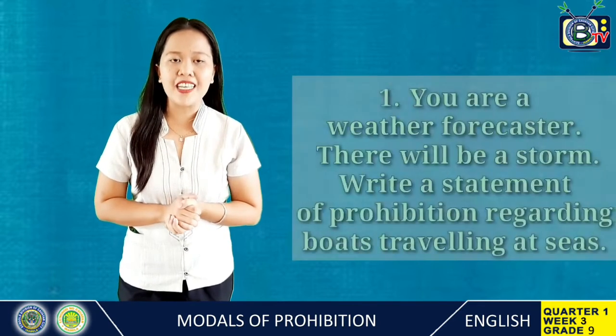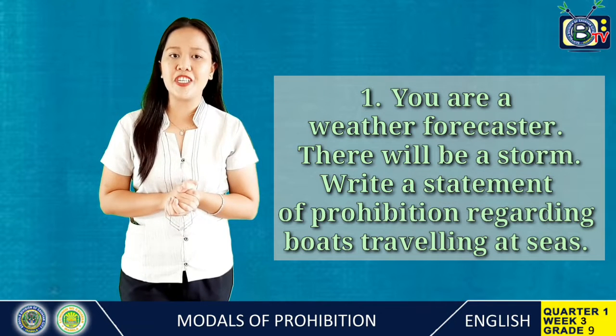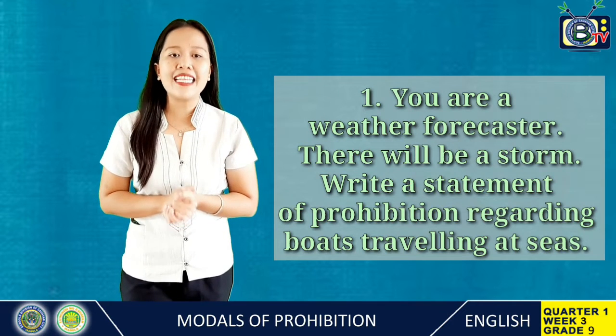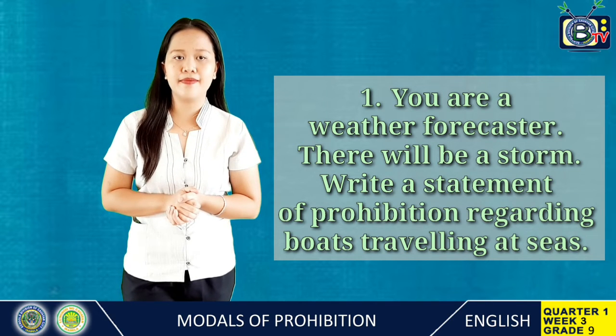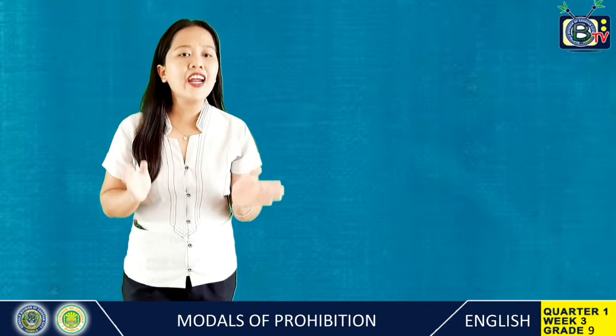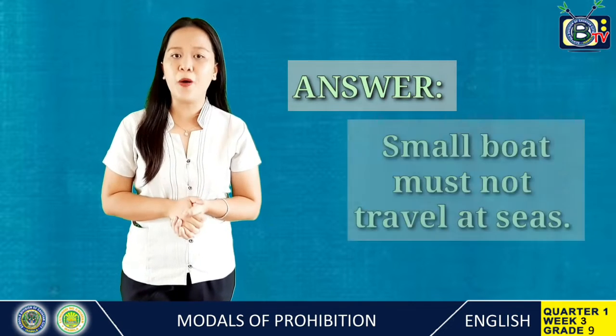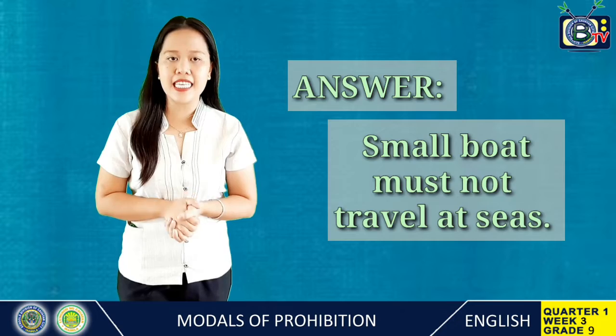Situation number 1. You are a weather forecaster. There will be a storm. Write a statement of prohibition regarding boats traveling at seas. Here is the answer. A small boat must not travel at seas.